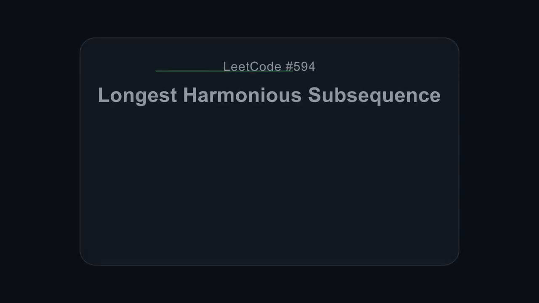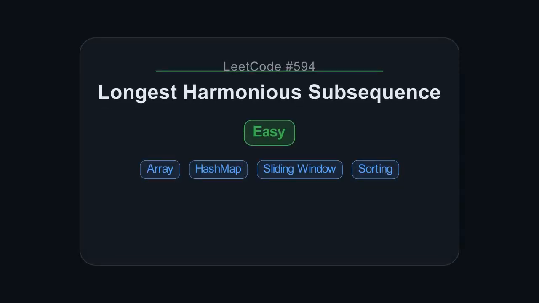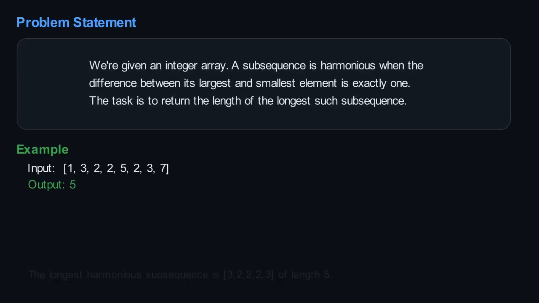A harmonious subsequence only cares about two adjacent values, so we can count frequencies instead of checking every pair. We're given an integer array. A subsequence is harmonious when the difference between its largest and smallest element is exactly 1. The task is to return the length of the longest such subsequence.